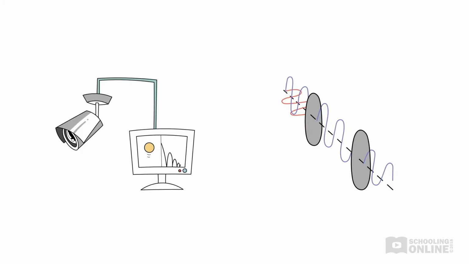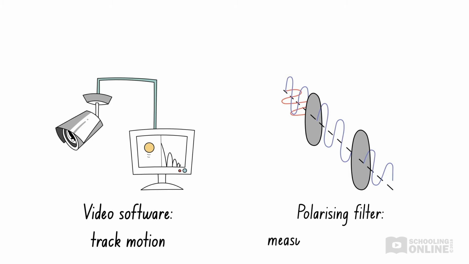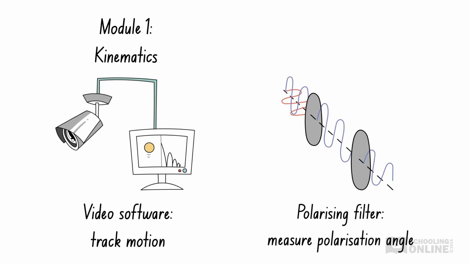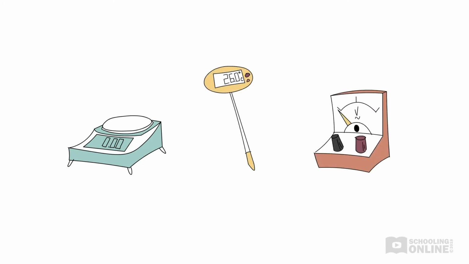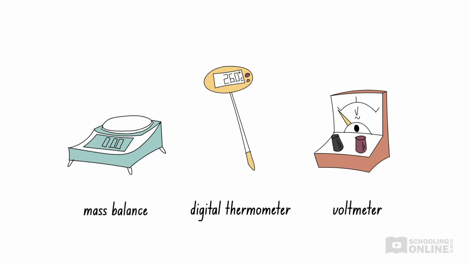When conducting experiments for the HSC physics course, you will need to know how to calibrate video software, which tracks the motion of objects, and a polarising filter, which only allows light waves at a certain angle to pass through. These processes are explained in Module 1, Kinematics, and Module 7, The Nature of Light. There are plenty of other instruments that require calibrating, including mass balancers, digital thermometers, and voltmeters.